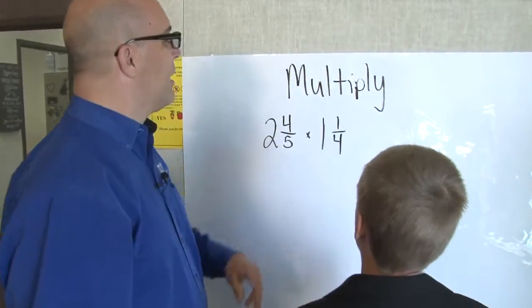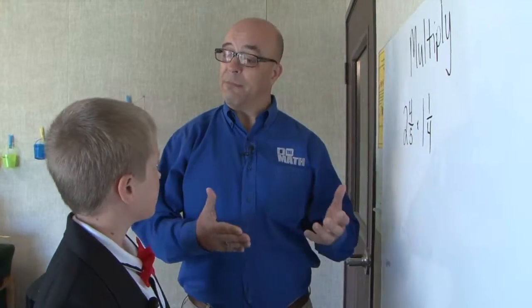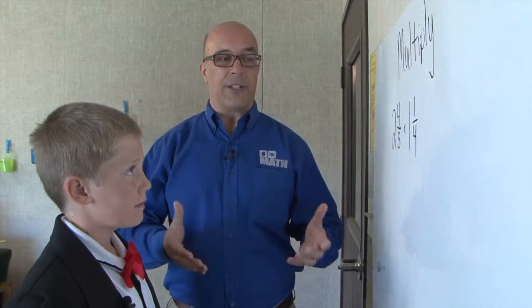All right, let's take a look at what we've got right now. We've got multiply 2 4/5 times 1 1/4. So we're going to multiply these mixed numbers. How do you want to start this?